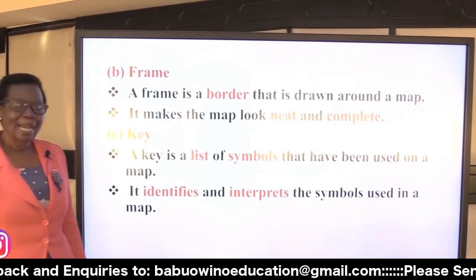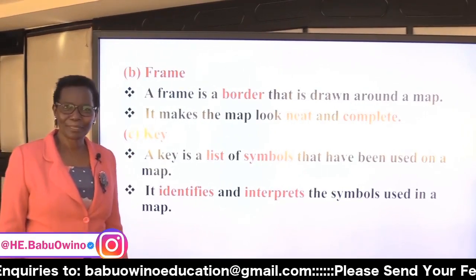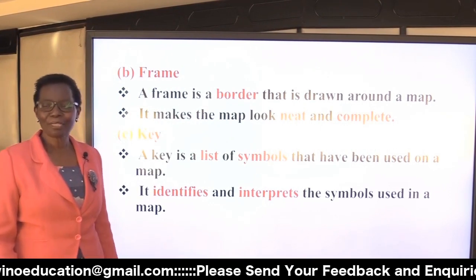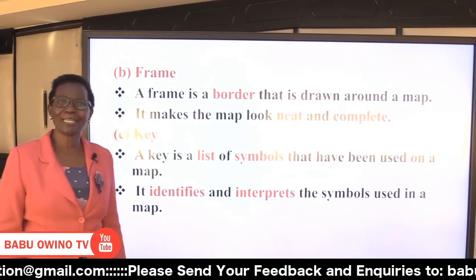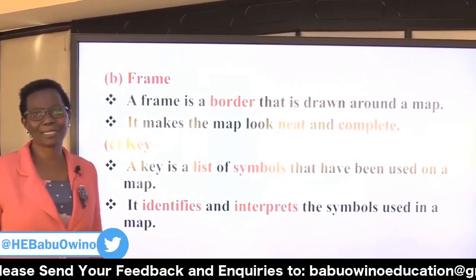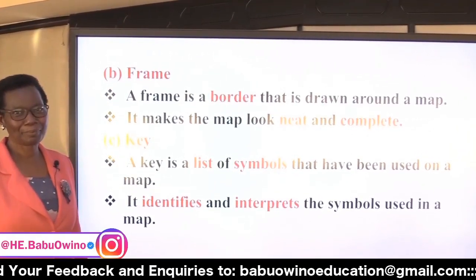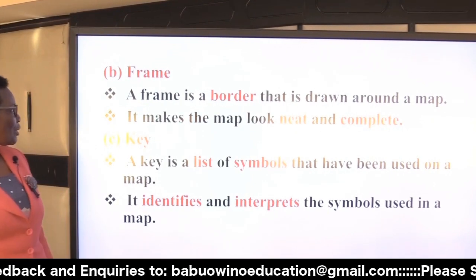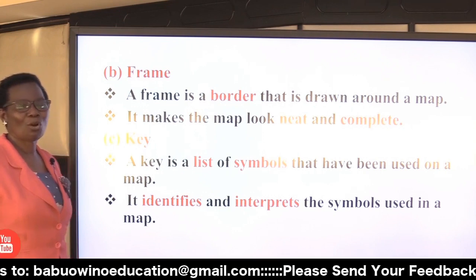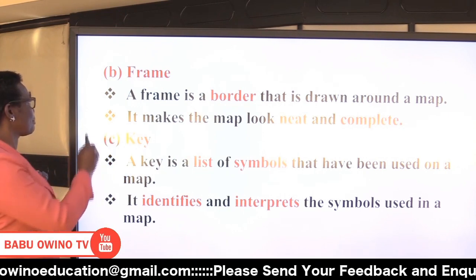The key, again, has some symbols. In the key, you may have some symbols. These symbols will help us identify what is in that particular place. So the key, I repeat, is another good element of a good map.